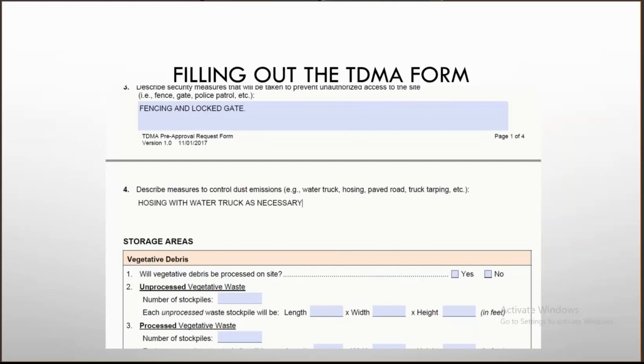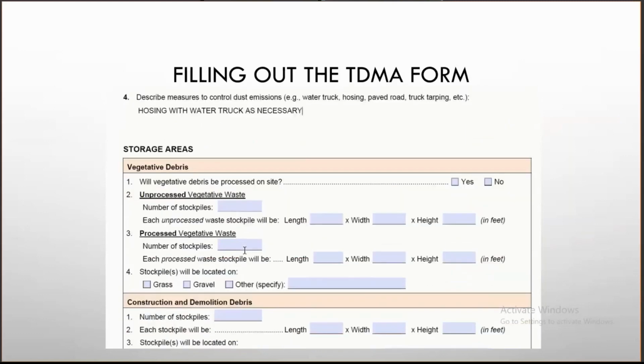So here's the part where you're going to include all your storage areas. There's a section for each type of debris, so you're only going to fill in the ones for which you are storing. If you're going to be processing, that means chipping, shredding, mulching your vegetative debris on site, you would need to click yes.